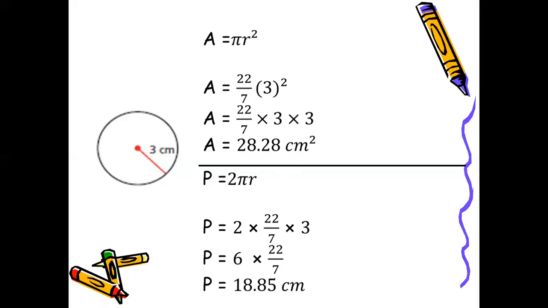So this was all about finding the circumference and area of a circle. The only important thing is you have to remember the formulas. Area of the circle is pi r square, and the circumference or the perimeter of the circle is 2 pi r or pi d.